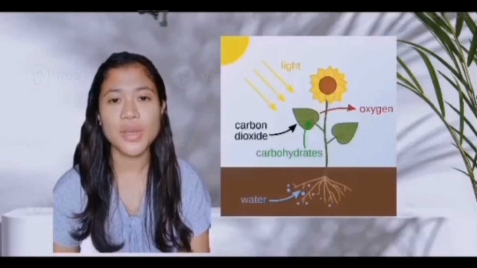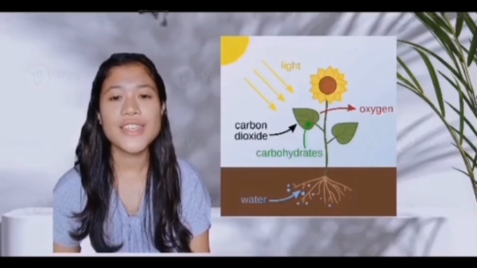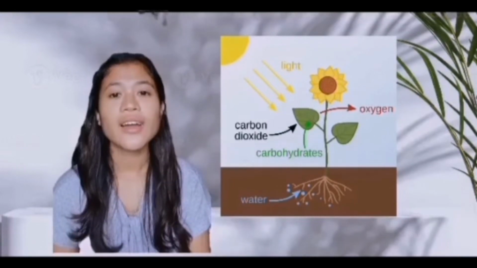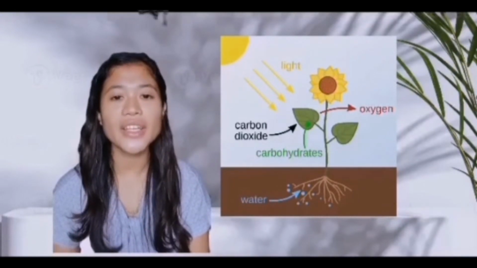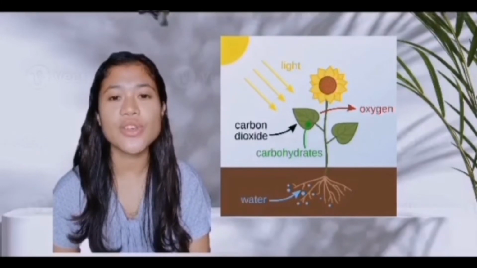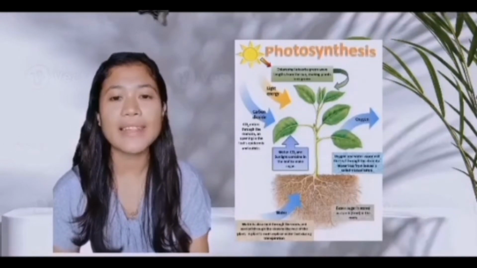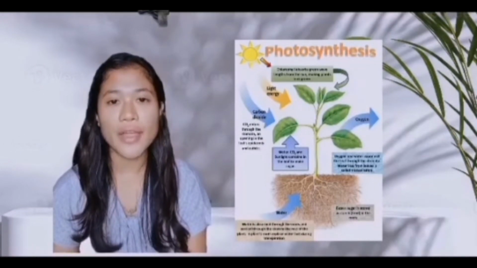Plants are autotrophs, which means they produce their own food. Photosynthesis uses water, carbon dioxide from the air, and energy from the sun or another light source to create glucose or sugar. This glucose provides the energy the plant needs in order to survive.